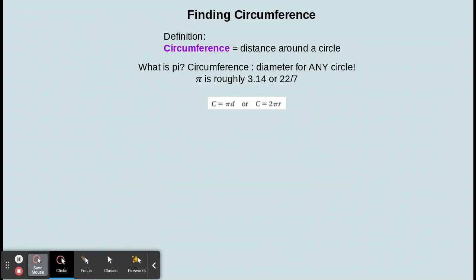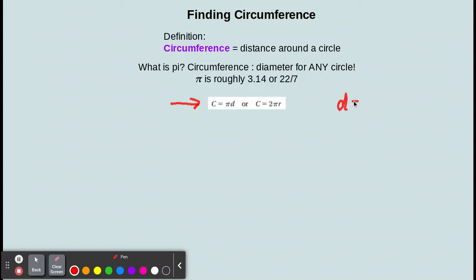Also, when we talk about circles, we talk about finding its circumference. Circumference is the distance around a circle, and it's represented by these equations here. We have circumference equals pi times the diameter, which is the same thing as 2 pi r. Remember, your diameter is 2 times your radius.